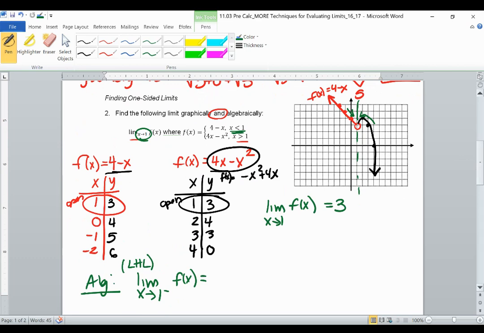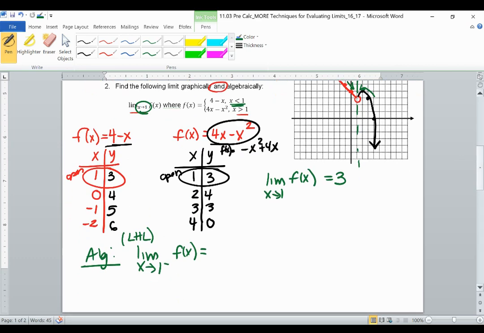So I'm only going to use that equation to find the left-hand limit. So I'm going to do the limit as x approaches 1 from the left of 4 minus x. So I'm just going to sub in, use direct substitution. 4 minus 1 is 3.